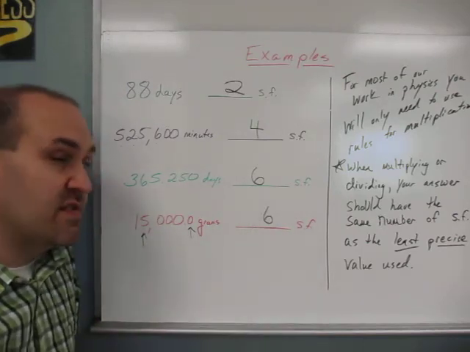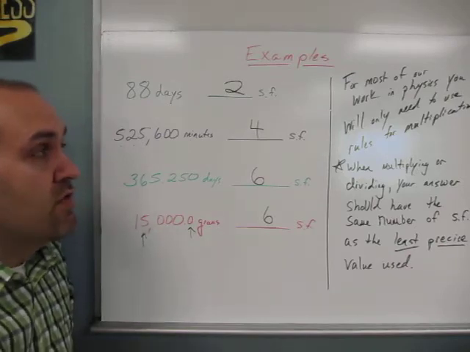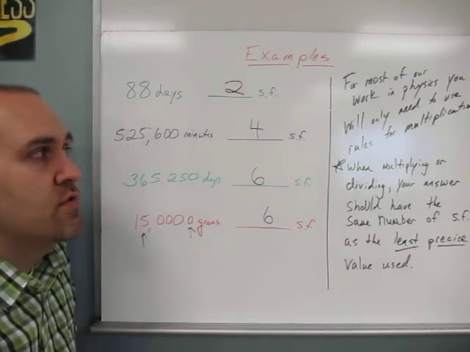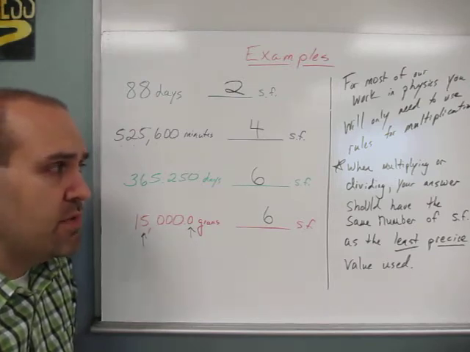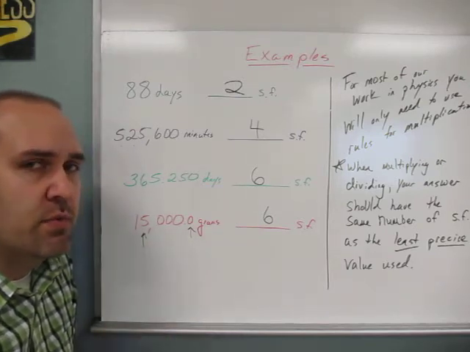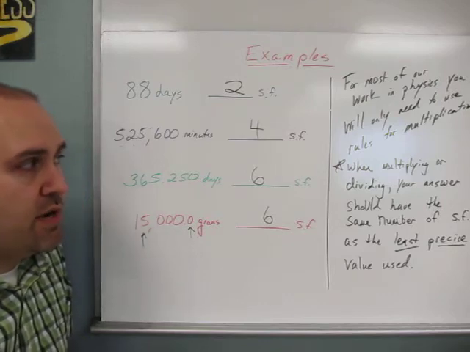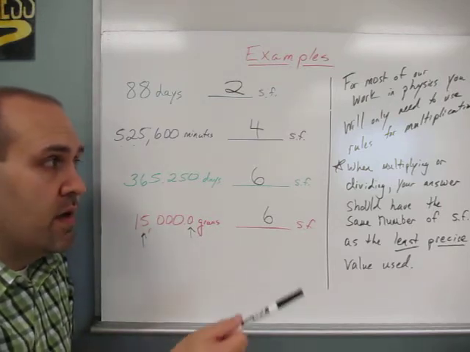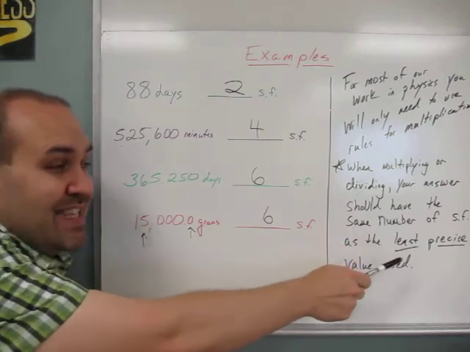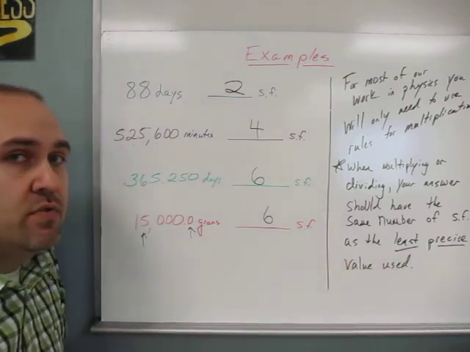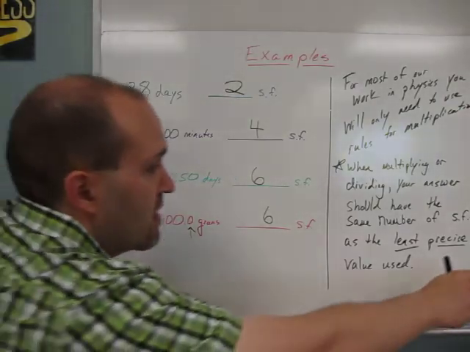Sometimes I just say sig figs instead of significant figures. For most of our work in physics, you will only need to use the rules for multiplication. I'm sure that you remember these from chemistry, but the ones for multiplication, that's when we're going to use the most, and so that's the one I'm concerned about. And that rule is simple. When multiplying or dividing, your answer should have the same number of significant figures as the least precise value used. And we'll be working on that in the classroom together.